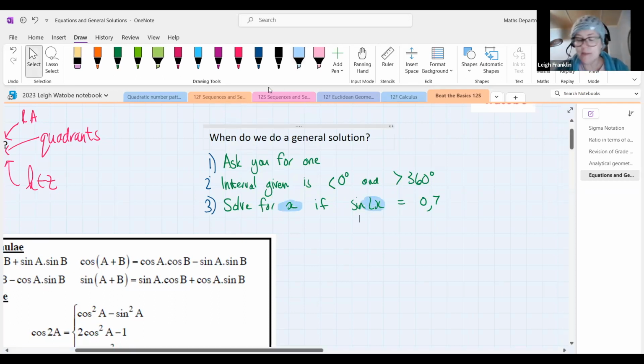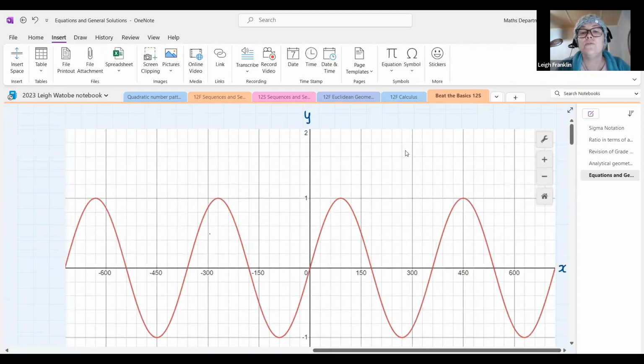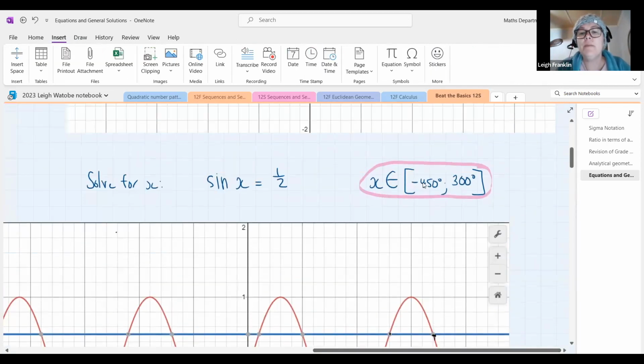So in this case over here, we know that we need a general solution because they are telling us to solve between minus 450 and 300. Yes, they will be explicit. So we know we need a general solution here because we are working smaller than 0 or bigger than 360.